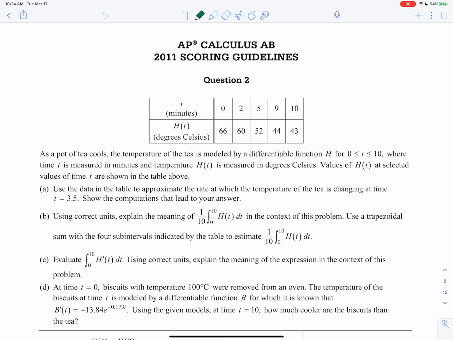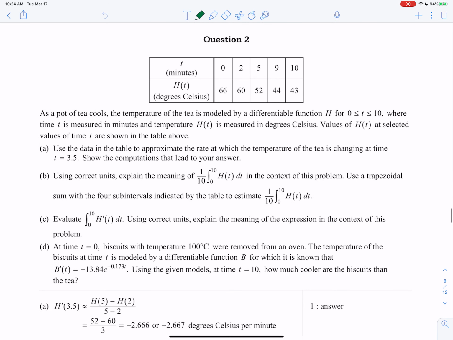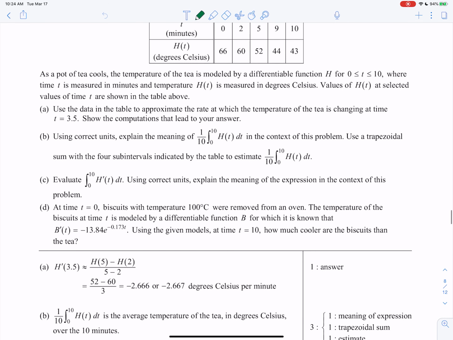Okay, here we have 2011 scoring guidelines for question number 2. Based on what this looks like, since we have a table, we know it's a Riemann sum question, okay? We did go over this problem, but I'll go over it one more time. So here we go, part A.